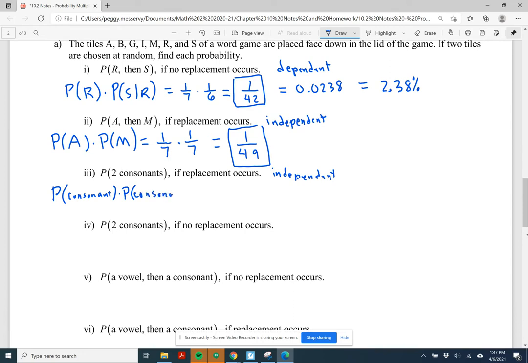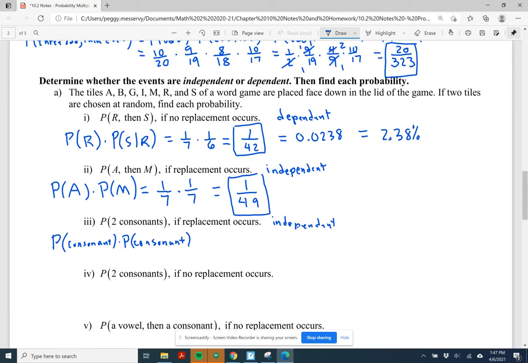So that probability is going to be the same both times because we are replacing. So probability of a consonant is going to be, let's see how many of those are consonants. The B, 1, 2, 3, 4, 5 of them are consonants, right? So the number of favorable outcomes is 5 divided by the total number of outcomes, which is 7. And that's going to be the same for the second draw since we replaced the first consonant before drawing the second tile. 5 times 5 is 25. 7 times 7 is 49. And we have our answer.